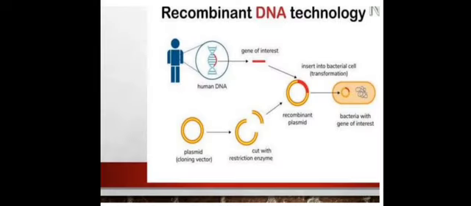This is a diagrammatic representation of recombinant DNA technology. From human DNA, the gene of interest is separated and inserted into the bacterial cell, that is known as transformation, and a bacterium with the gene of interest is formed. Then another, from the plasmid, that is the cloning vector, is cut with the restriction enzyme, and that part is used, that is the recombinant plasmid, and it is again incorporated into the bacteria with the gene of interest, and the product is produced. That is known as recombinant DNA technology.